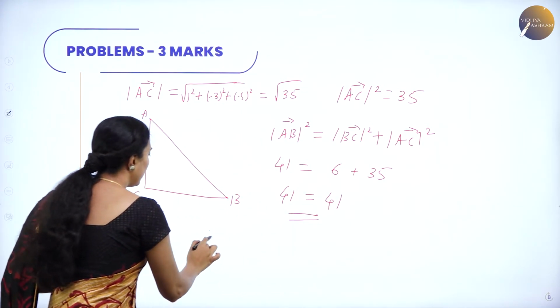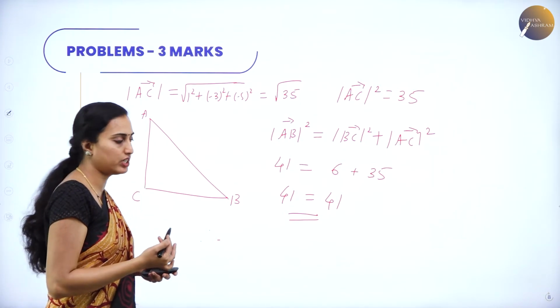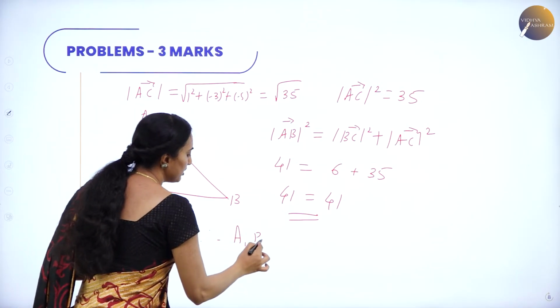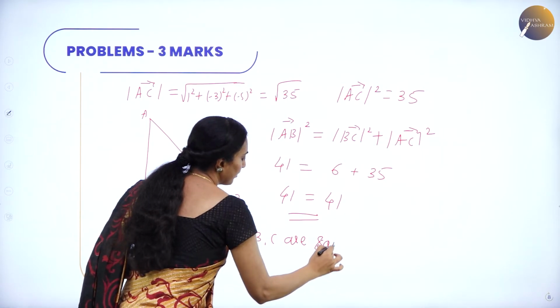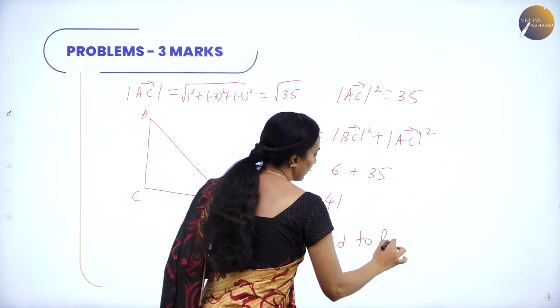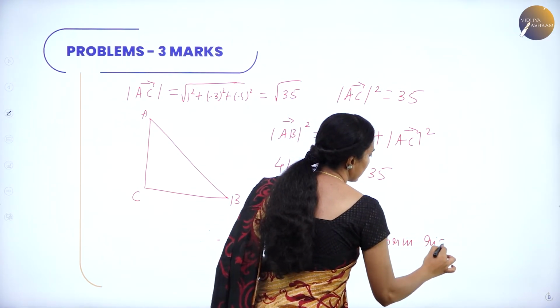At last you have to write, no need to write this diagram, I have written it just for your reference. This sentence is very important: A, B, C are said to form a right angle triangle. That's it.